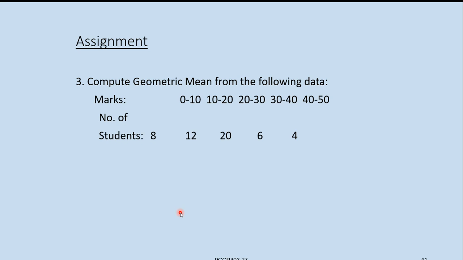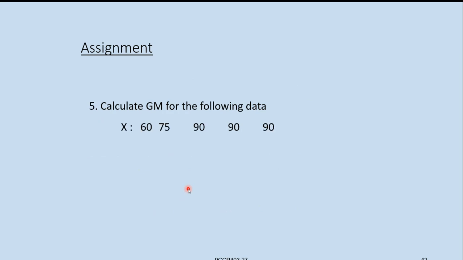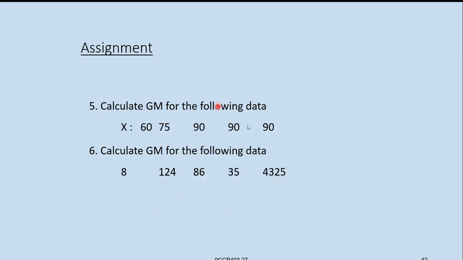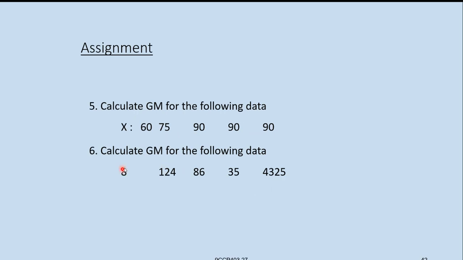Now we'll attempt the problems. It is calculation of geometric mean in continuous series. This problem is related to continuous series. And again, one more continuous series problem is given. So you attempt these two questions. Then you also have two more problems. These are individual observations. This is also individual observations. So a total of 6 questions are given in this lesson.